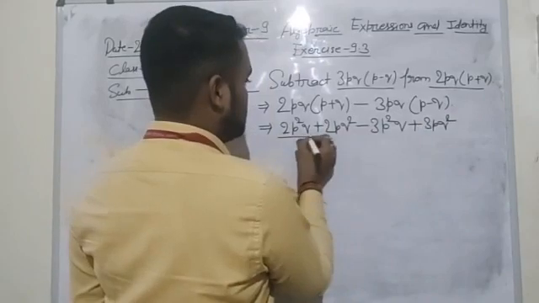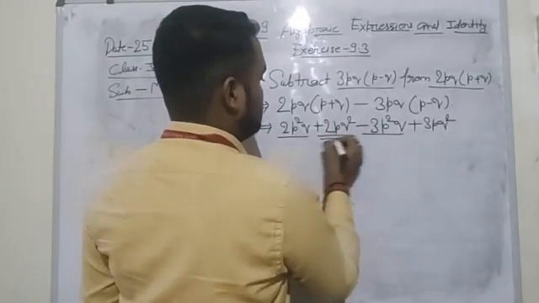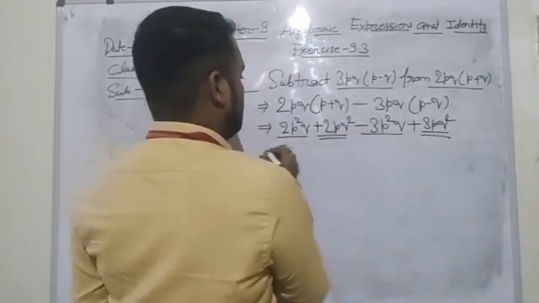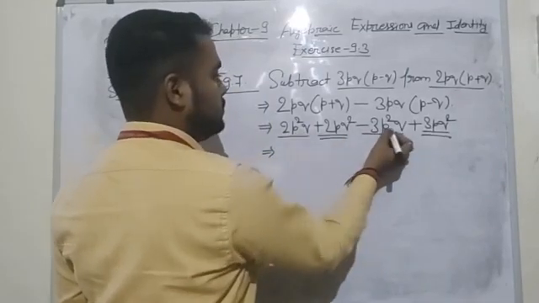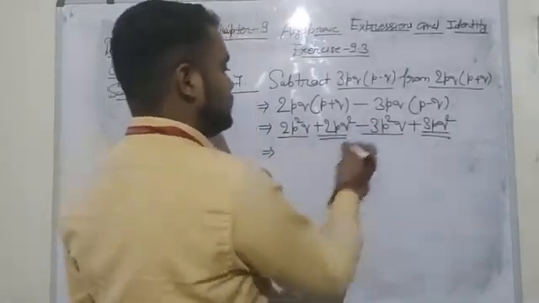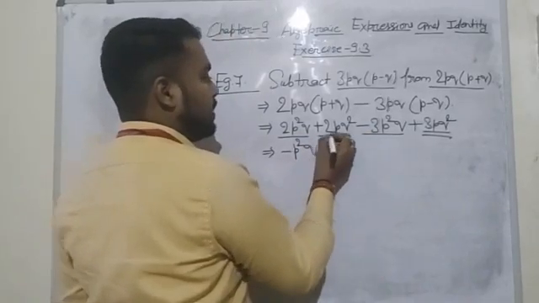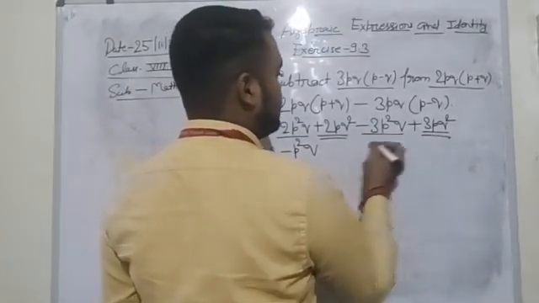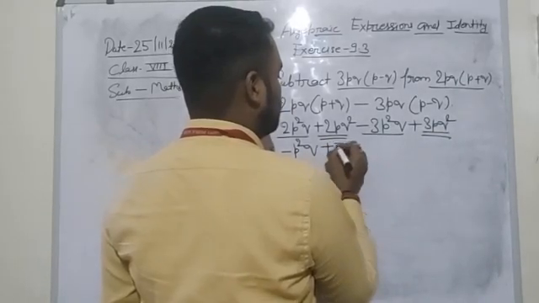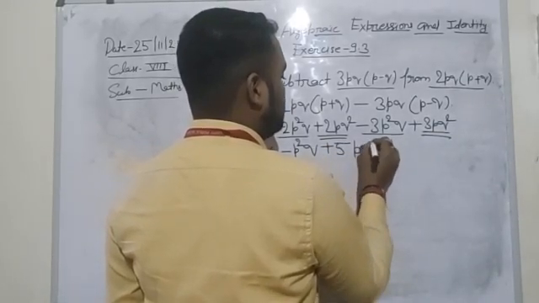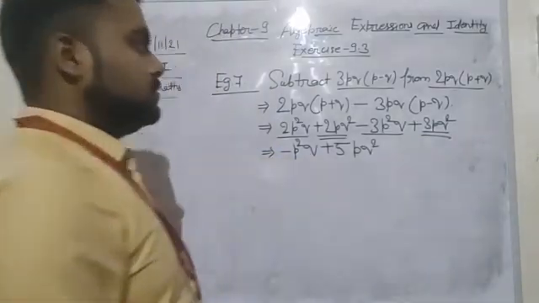Now here these are the like terms: 2p²q and minus 3p²q. 2 minus 3 gives minus p²q. And plus 2pq² plus 3pq²: 2 plus 3 is 5pq². So note it down.